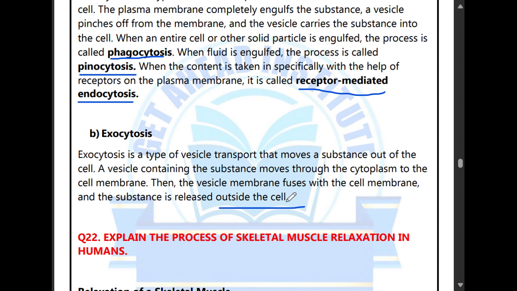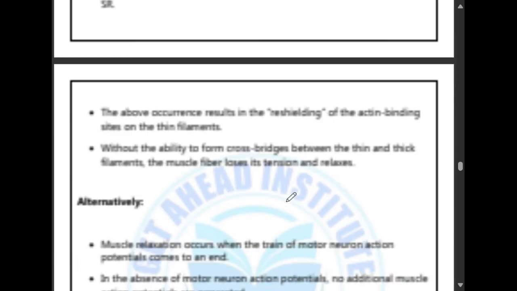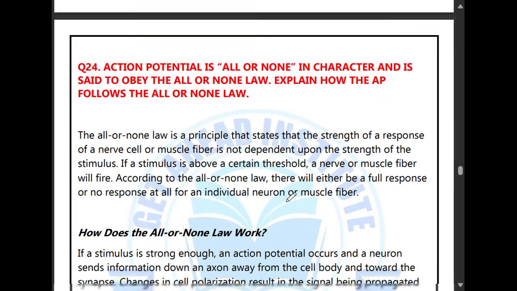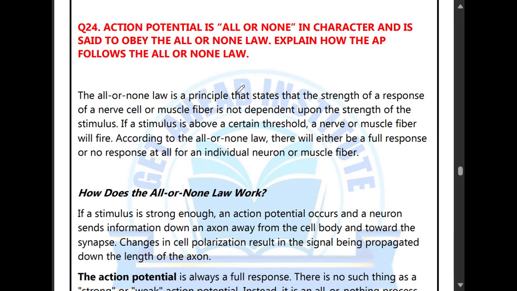All right. So we are going to jump to question number 24 of this file. So question number 4 is saying action potential is all or none in character and is said to obey the all or none law or principle. Explain how the action potential follows what we call all or none law.